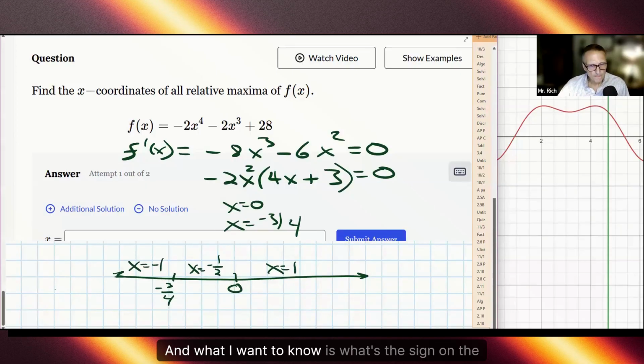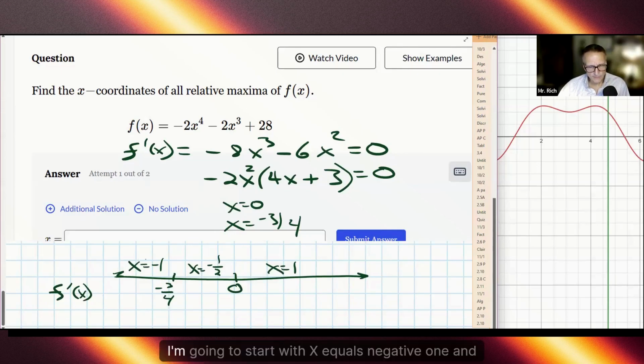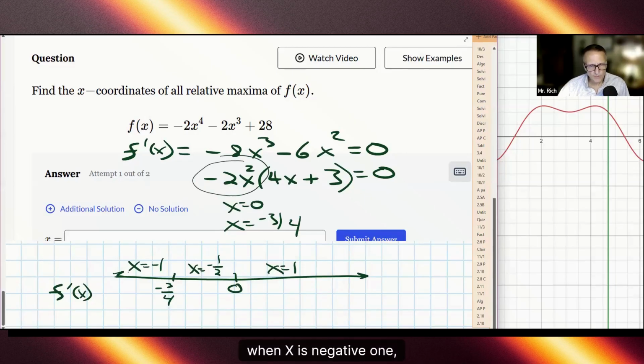And what I want to know is the sign on the derivative of f of x for each of those 3 test points that I picked. So I'm going to start with x equals -1 and put it in here. Well, when x is -1, this is always going to be a negative, because I will square it to turn it positive and then multiply by a negative. When I stick a negative right here, that's going to be a negative value. So a negative times a negative, the derivative is positive.